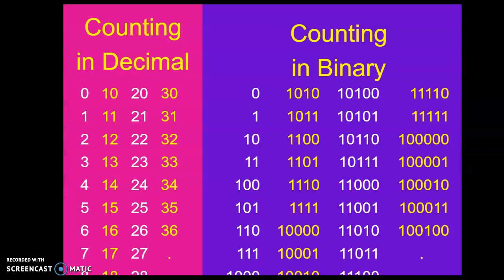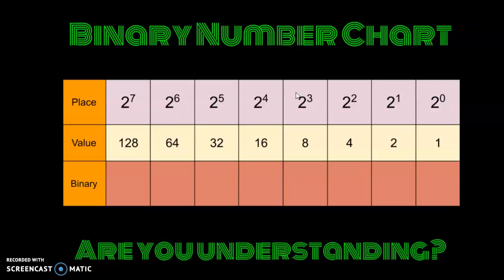Okay, so this is counting 0, 1, 2 in binary. 0, 1, 2, 3, 4, 5, 6, 7, 8, 9, 10. All right, let's hope we're starting to get a picture of it going forward.